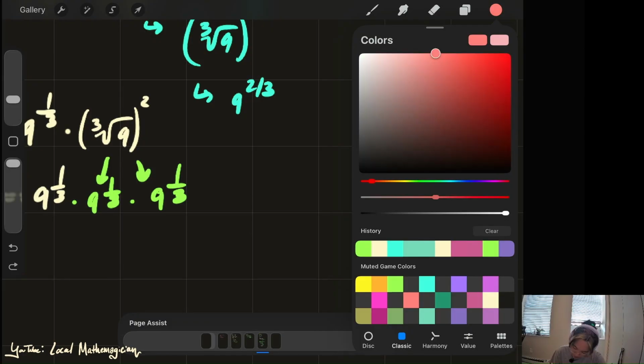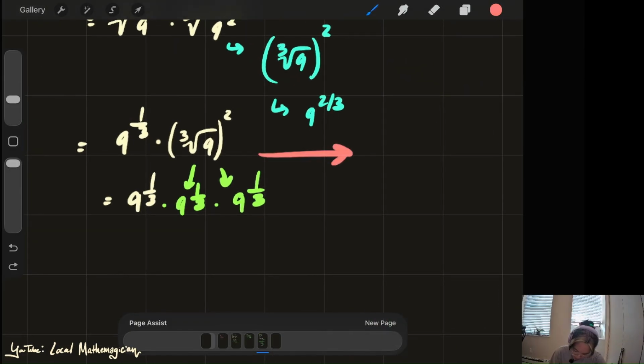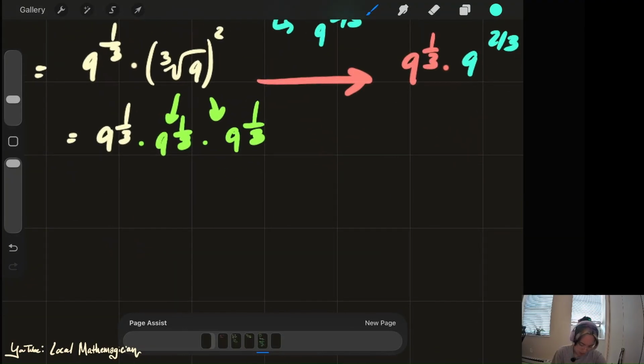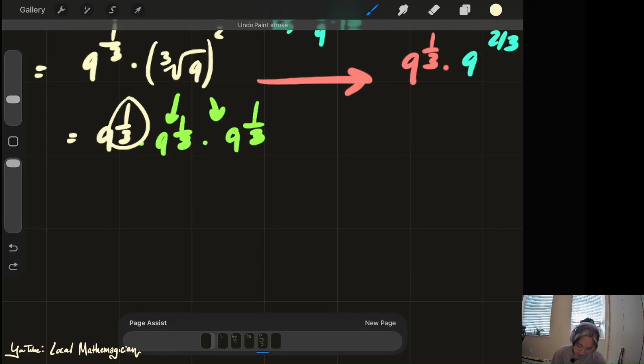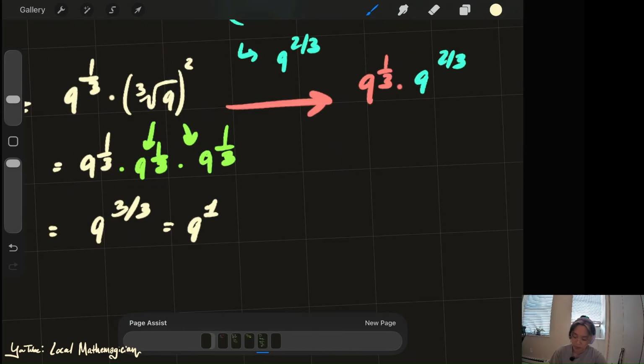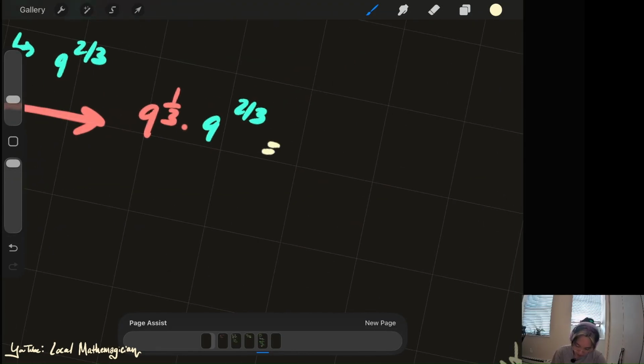Alternatively, you can write this as 9 to the 1/3 times, like this says, 9 to the 2/3. Again, it actually gets to the same place because, well, you try to add the exponents here, right? That gives you 9 to the 3/3, which is 9 to the 1. Cool. If you go this route, you get 9 to the 2/3 plus 1/3 is 3/3, which is just 9 to the 1.